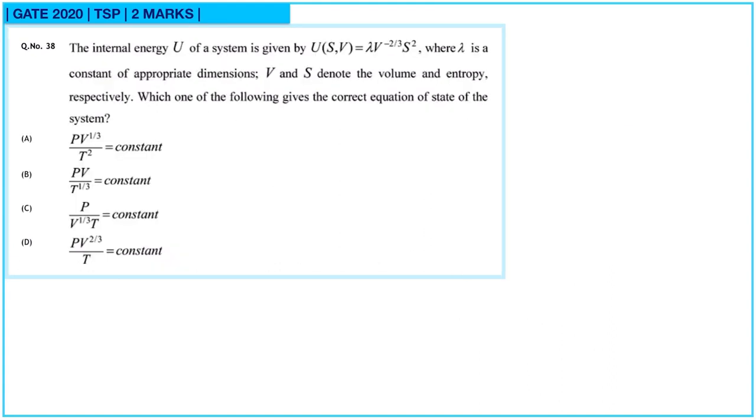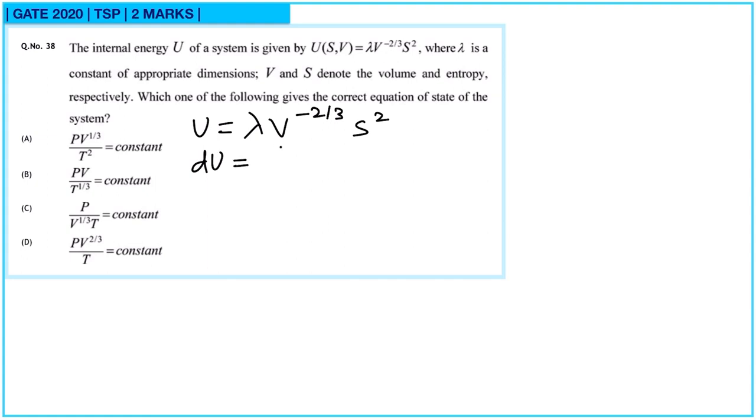Next question. The internal energy U of the system is given by U is equal to lambda V raised to minus 2 by 3 S raised to 2, where lambda is a constant of appropriate dimensions, V and S denote the volume and entropy respectively. Which one of the following gives the correct equation of state of the system?